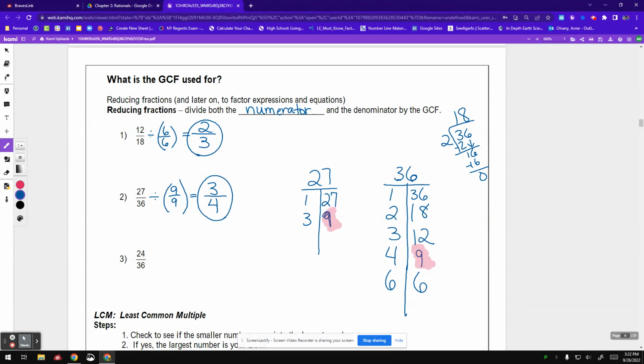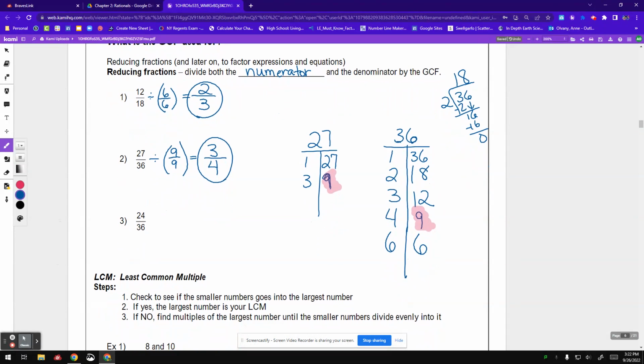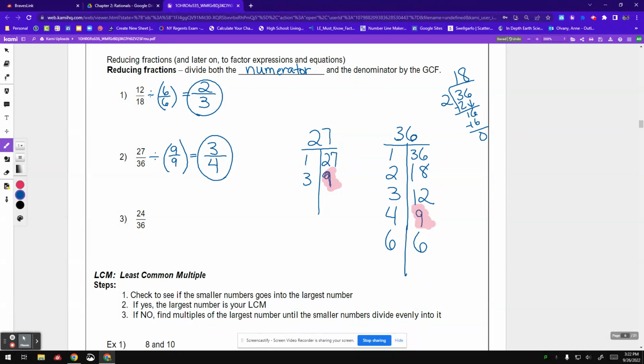If you don't know your multiplication facts, I really recommend going through, finding an app or something online, or getting some flashcards. They have them at the dollar store, or make some flashcards to really help you memorize those. It would be really important to you.